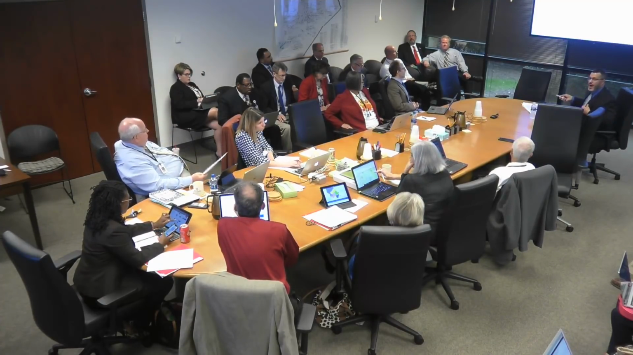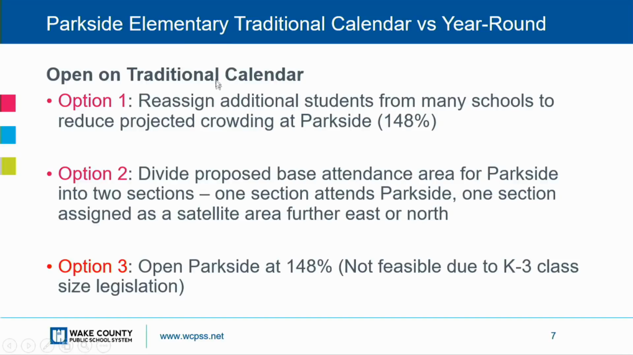So looking at different options for elementary versus year-round for Parkside. Option 1, we could reassign additional students from many schools in order to reduce the projected crowding at Parkside. I'm going to go through these and then I'll show you them on a map next. Option 2, we could divide the proposed base attendance area for Parkside into 2 sections. One section attends Parkside and the other section would be assigned as a satellite area further east or north where we have available seats.